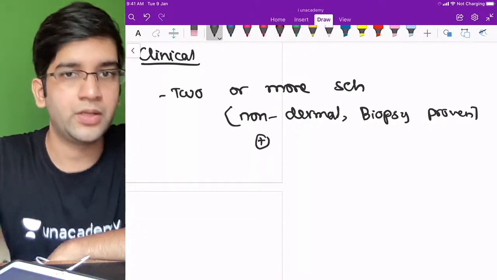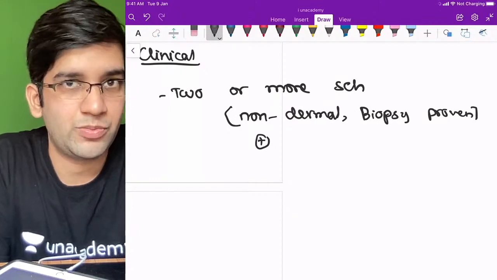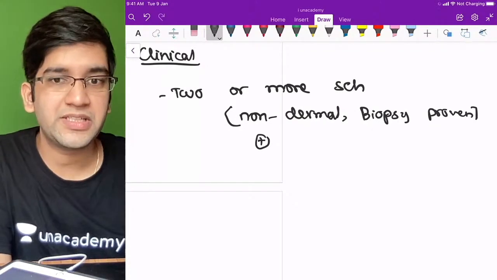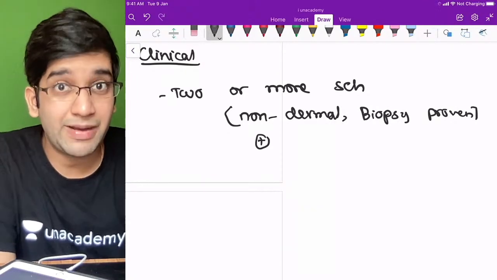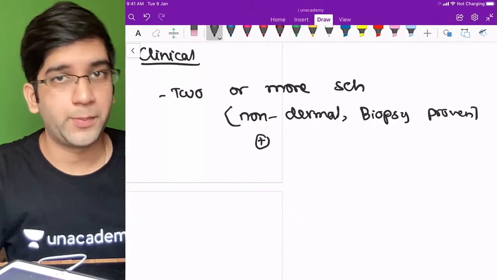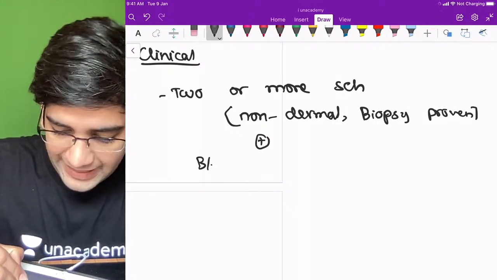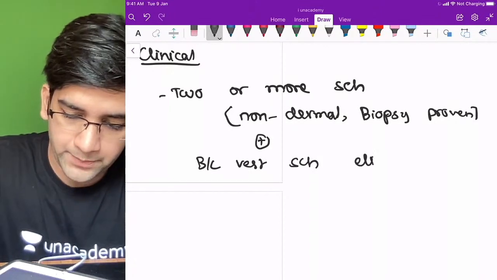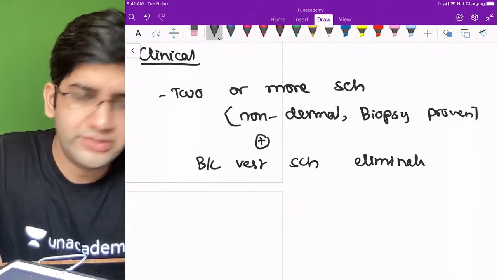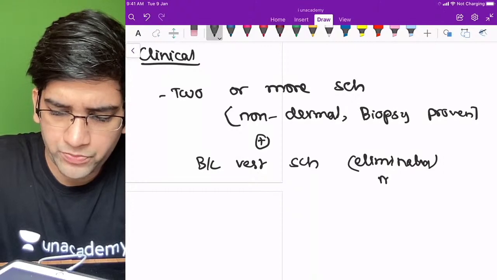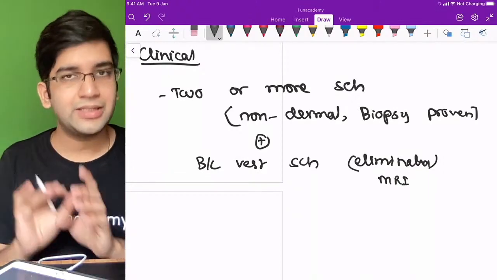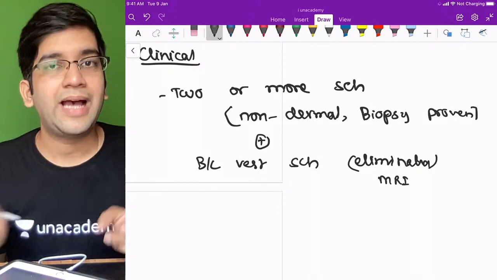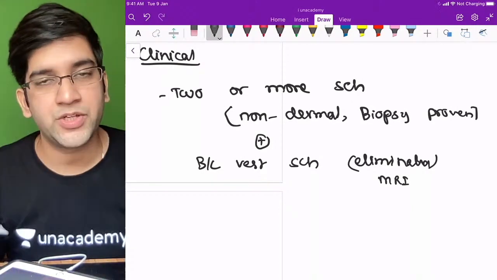In addition to that, okay, there should be no bilateral vestibular schwannomas. That's very important, because since I'm not using the molecular diagnostic criteria, which means I'm not using your SMARCB1 mutation, I have to rule out neurofibromatosis type 2, right? Bilateral vestibular schwannomas should be eliminated. This can be eliminated even by an MRI. Do an MRI, make sure that there's only one side and there's no bilateral. Because when bilateral vestibular schwannomas is there, I'll have a confusion between neurofibromatosis and my schwannomatosis.